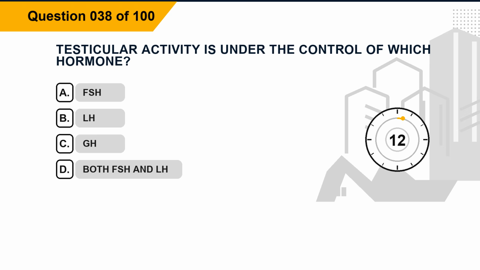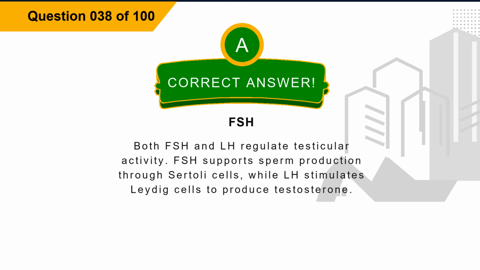Question 38. Testicular activity is under the control of which hormone? Option A, FSH. Option B, LH. Option C, GH. Option D, both FSH and LH. The correct answer is option A, FSH. Explanation. Both FSH and LH regulate testicular activity. FSH supports sperm production through Sertoli cells, while LH stimulates Leydig cells to produce testosterone.